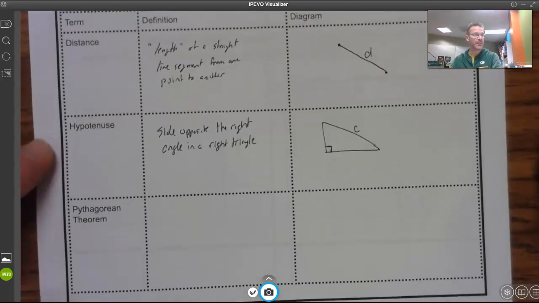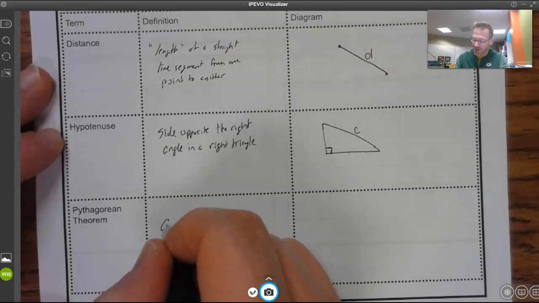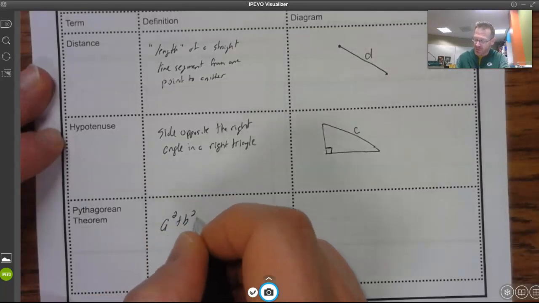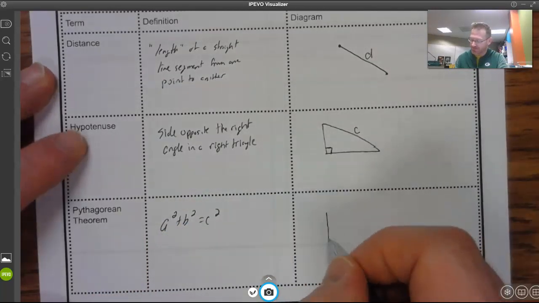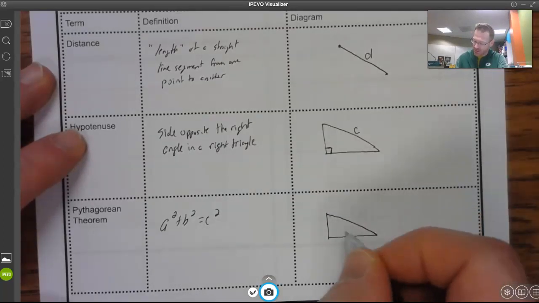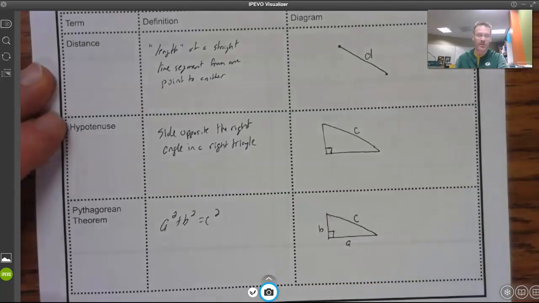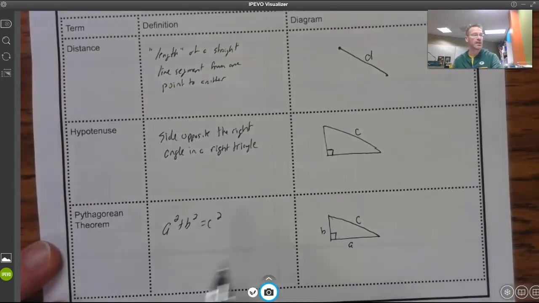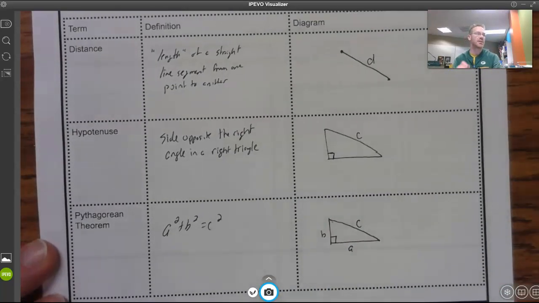When we think about that, if we know the two legs, we can always find the hypotenuse through our Pythagorean theorem, which we know is a squared plus b squared is equal to c squared. So if I draw that right triangle again, A, B, and there's C again. It doesn't matter which leg is A and which leg is B. What always matters, though, is that C has to be the hypotenuse, okay?